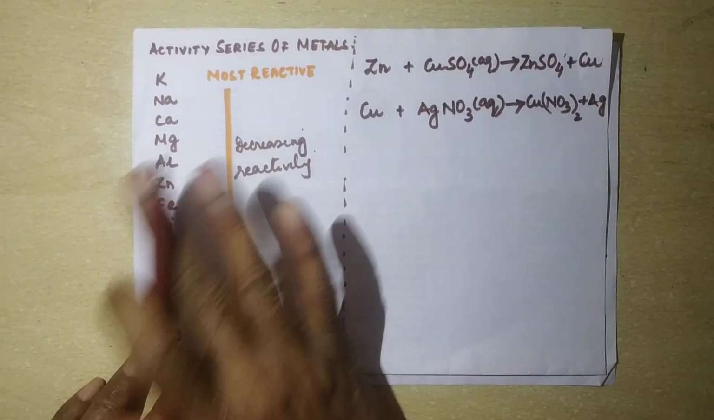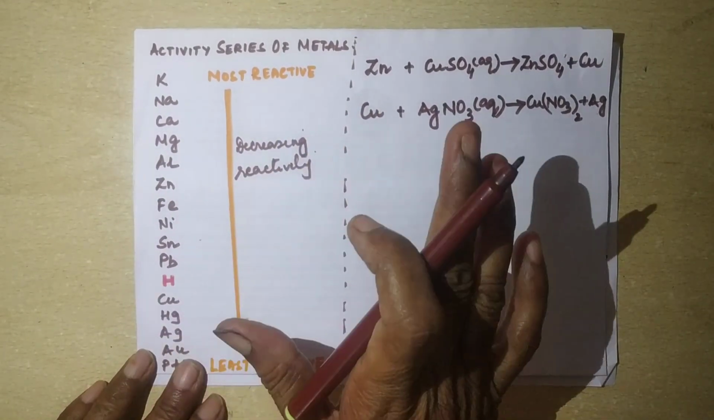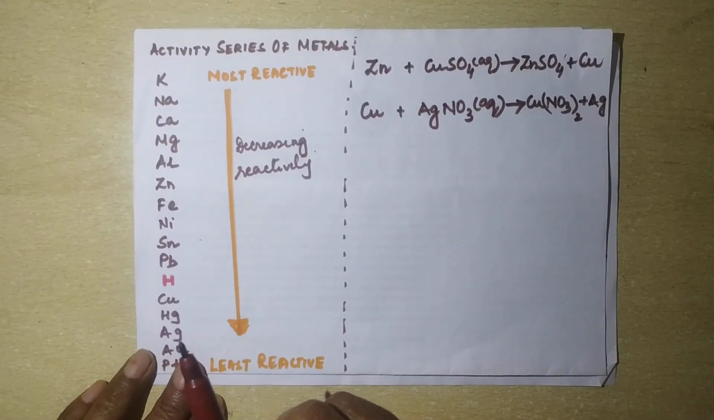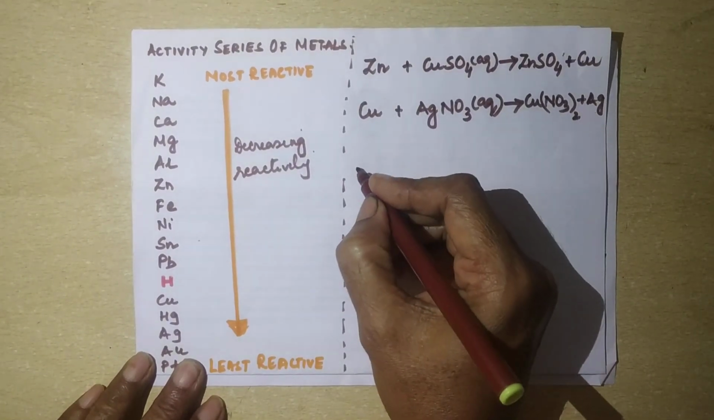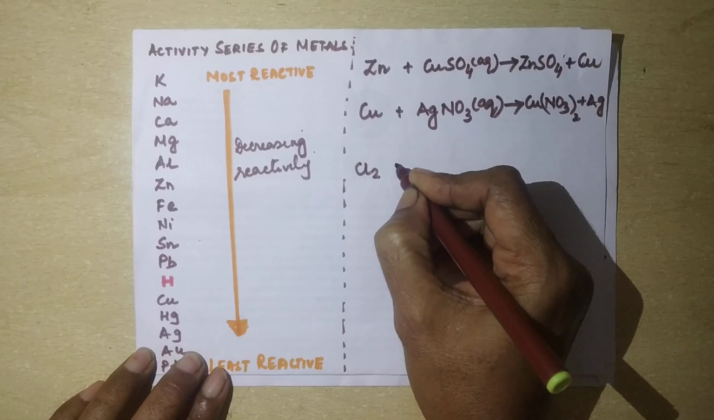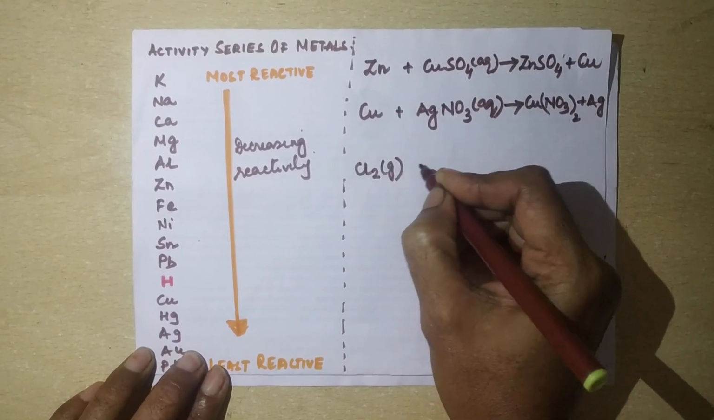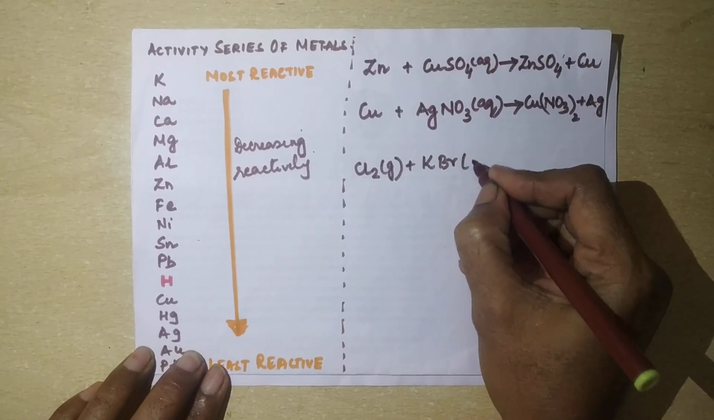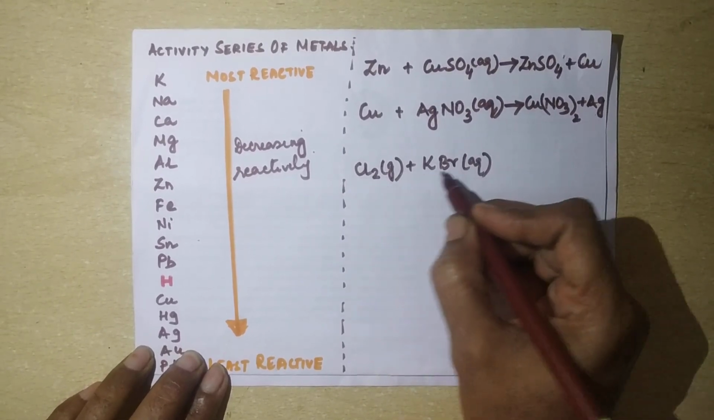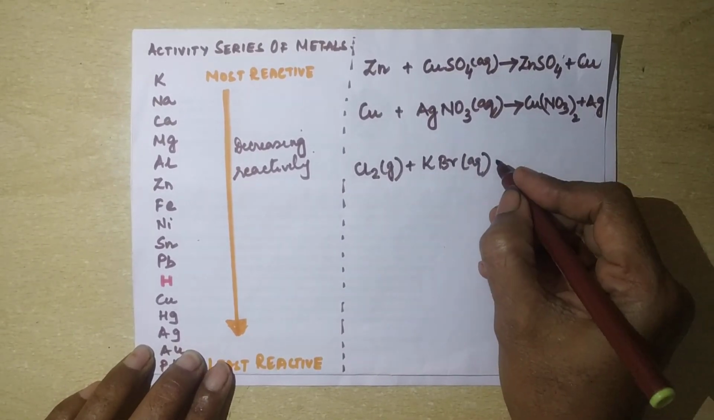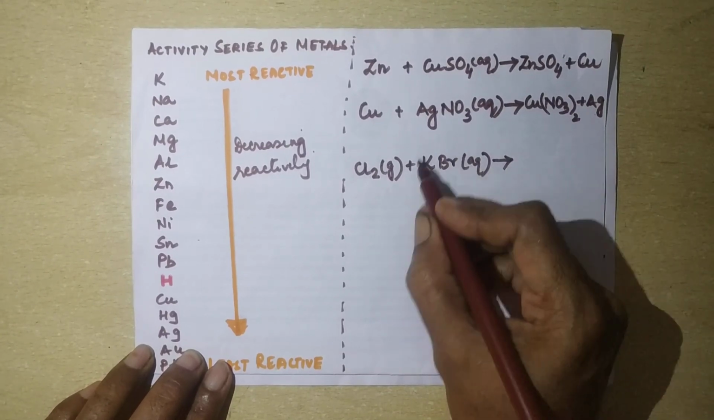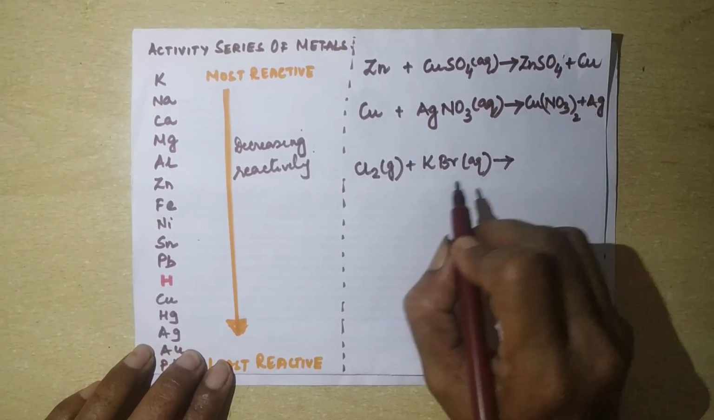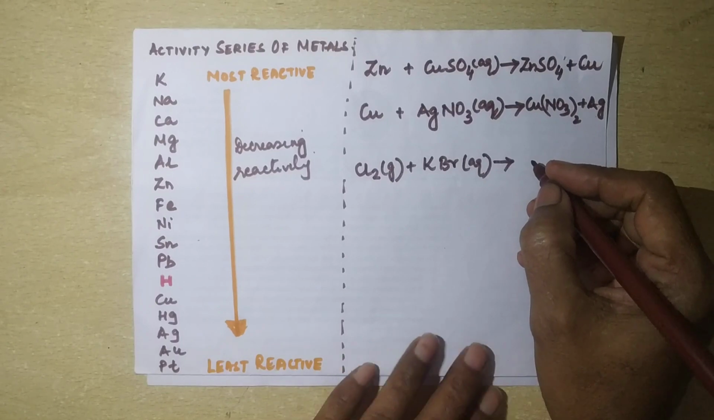So this displacement reaction is more common with metals, but even non-metals also show it. For example, if chlorine gas is passed through potassium bromide solution. Now chlorine is more reactive than bromine. What happens? Slowly the color of potassium bromide solution changes. It changes to reddish brown or yellowish.